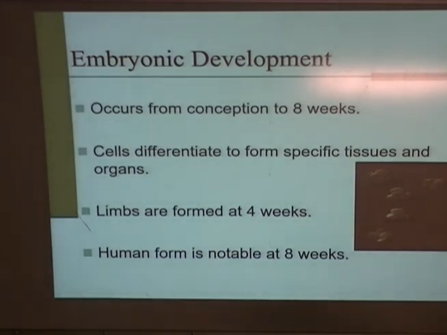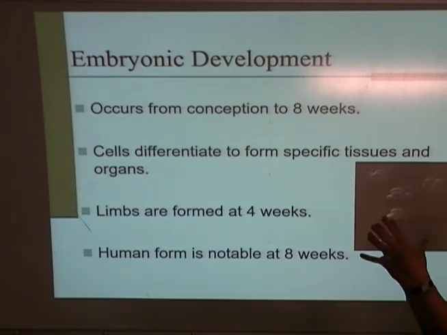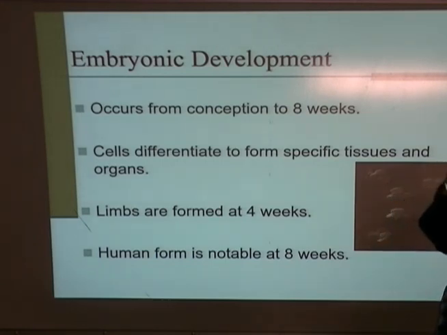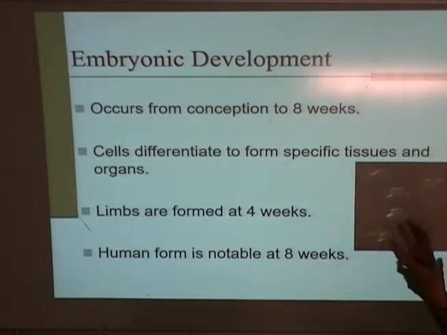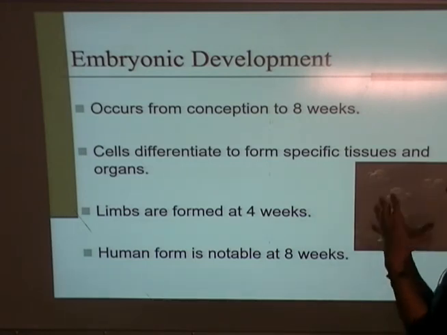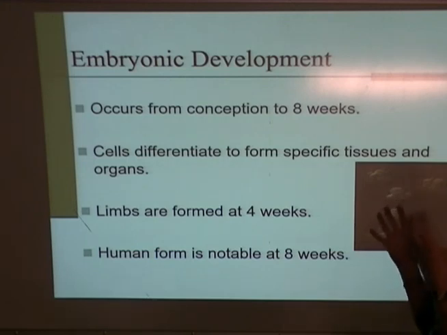So, our clump of cells that we have initially is an embryo up until 8 weeks, so 2 months, right? So the first 2 months, what we have, we call an embryo. And the cells are differentiating at a ridiculous rate to start to form specific tissues and organs. So what started out as one cell proliferates very, very quickly, all right?